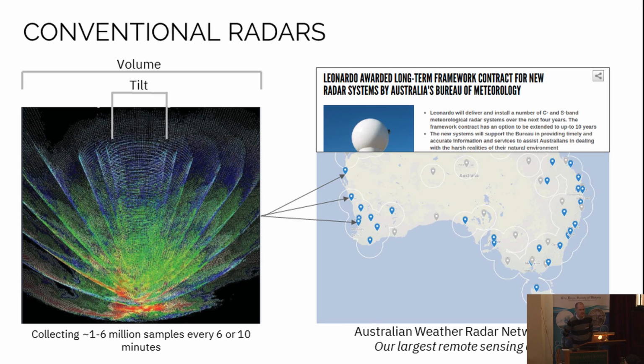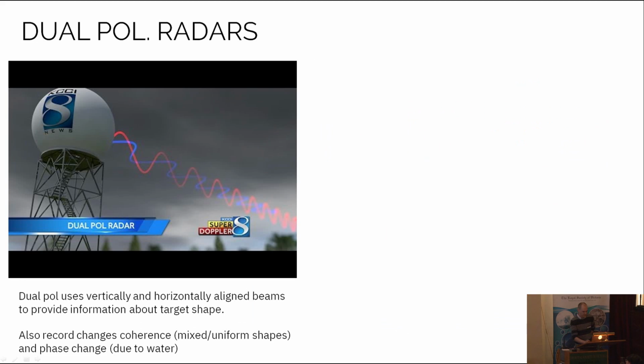Something that's slipped a little out of the news lately, it wasn't really picked up very much by media, but we've recently, at the Bureau, awarded a long-term framework contract for upgrading the entire weather radar network over the next 10 years. This is going to be picked up by a German company, and this will deliver a new type of technology. This technology is standard in many international countries now, such as the US, and across much of Western Europe. And I'll talk about this technology next, which is dual-pole radars.